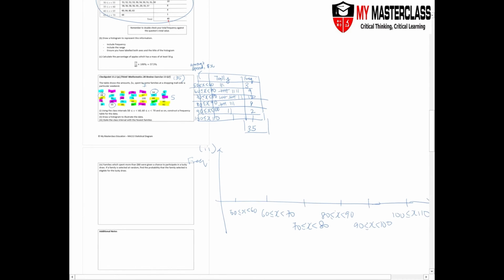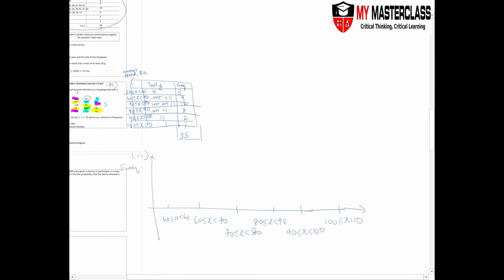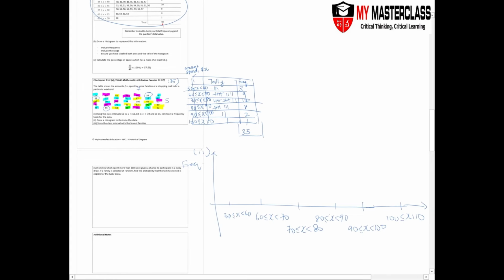So how will I actually show my range? I won't just write it as range, I'll write the units, which is the amount spent in X dollars. Then this will be the frequency, so this will be 1, 2, all the way. So you just bring it all the way. Now for 50 to 60, you have 60 here. I'm just writing that so that you have a clearer idea.